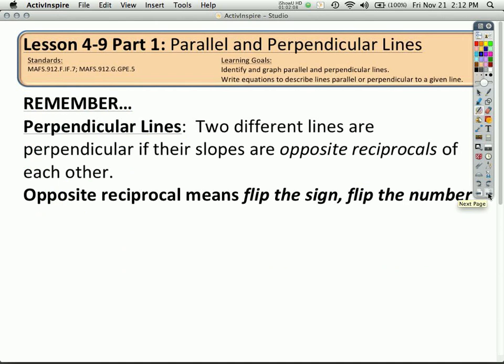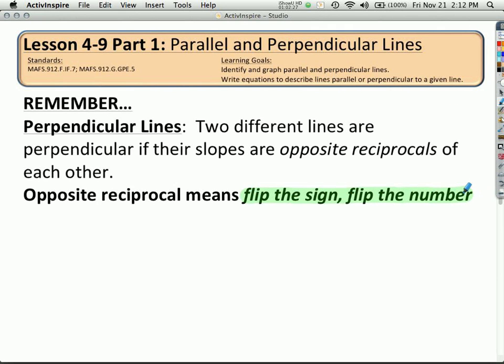All right, so now we've taken care of parallel. Now let's talk about perpendicular. We already built the foundation, and it's almost the same statement that Gary made, except two lines are perpendicular if their slopes are opposite reciprocals, and we introduced this simple way of trying to remember what it means for an opposite reciprocal. Flip the sign, flip the number. Any questions about that before we start applying it?